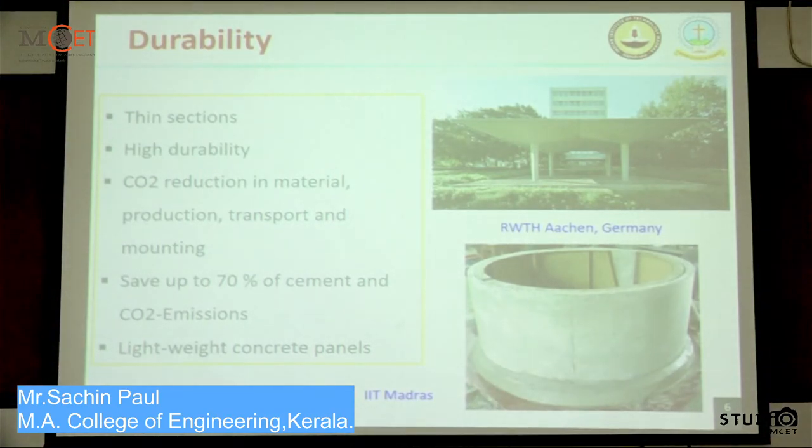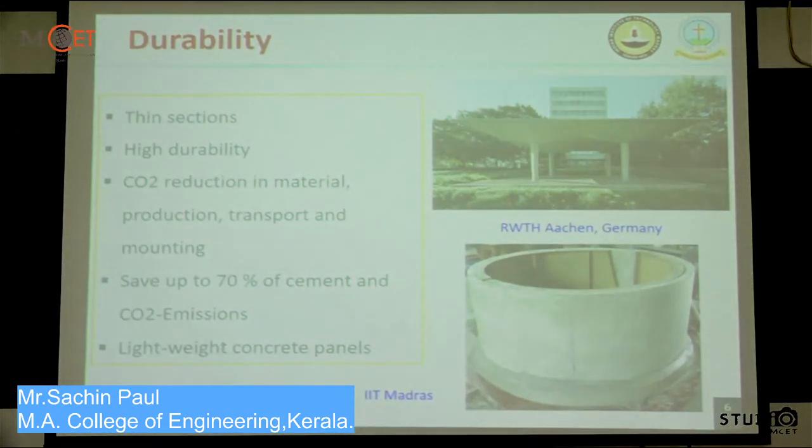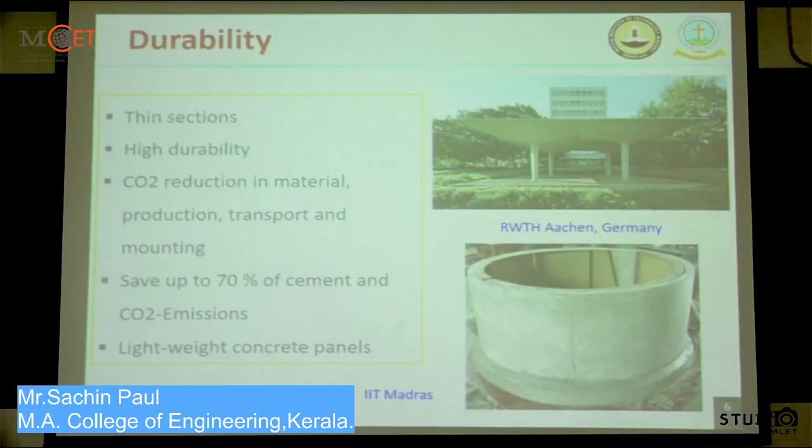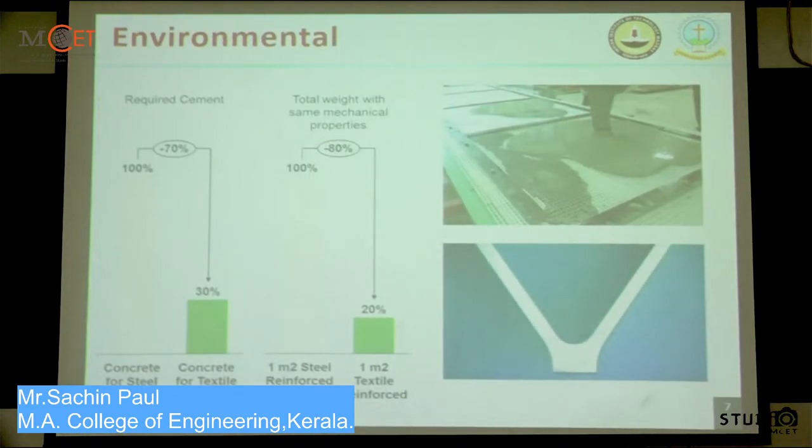Both components have thin sections and high durability. There is CO2 reduction in material, and also in transportation because the weight is less, saving about 70% of CO2 emission in normal construction. They use very lightweight panels. Some of the standards say that the requirement of cement in comparison to conventional construction is around 30% for TRC in comparison to 100% for steel. That means a reduction, or saving, of 70% of material for the construction. For example, in the previous case, you need 100 mm of ring thickness for a normal construction. We have reduced that to 25 mm.